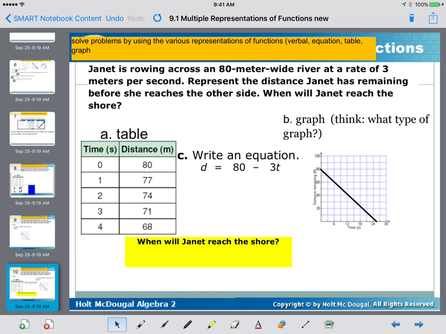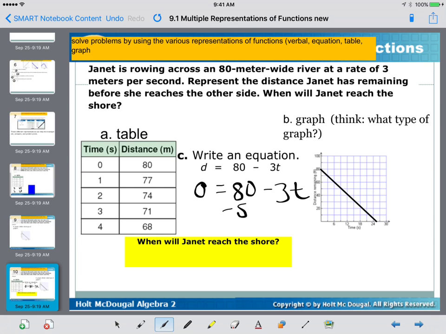Well, she's going to reach the shore. Let's use this equation. That's going to help us the most. A table would take us forever to figure that out. The graph, we know we can get close, but we're not exact there. But with the equation, we're wondering when we have a distance of 0. So we're wondering what our time would be.